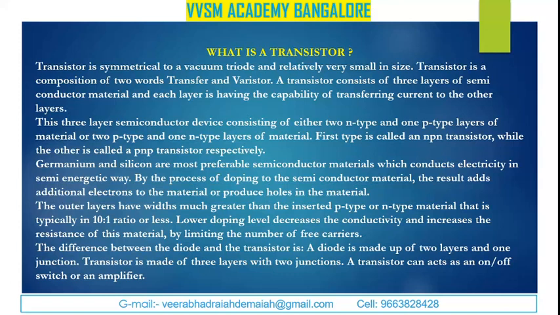This three-layered semiconductor device consists of either two N-type layers and one P-type layer of material, or two P-type layers and one N-type layer. The first type is called an NPN transistor, while the other is called a PNP transistor, as I told you in the previous slide. Germanium and silicon are the most preferable semiconductor materials, which conduct electricity in a semi-conducting way. By the process of doping the semiconductor material, the outer layers have widths much greater than the inserted P-type or N-type material, typically in a 10:1 ratio or less.